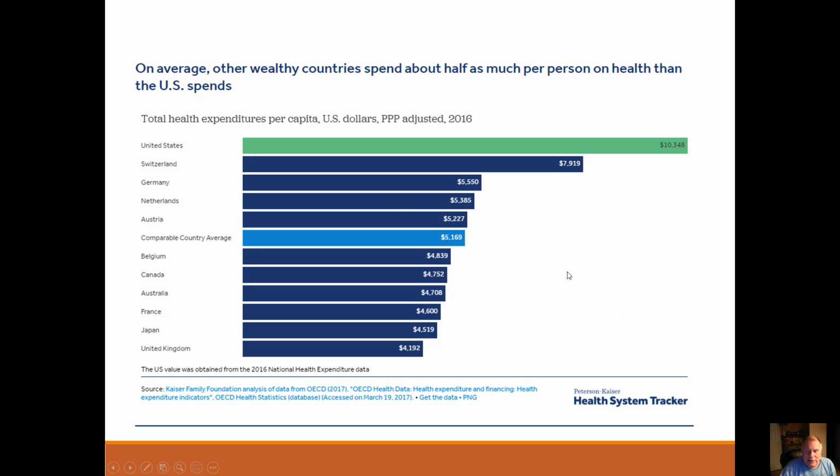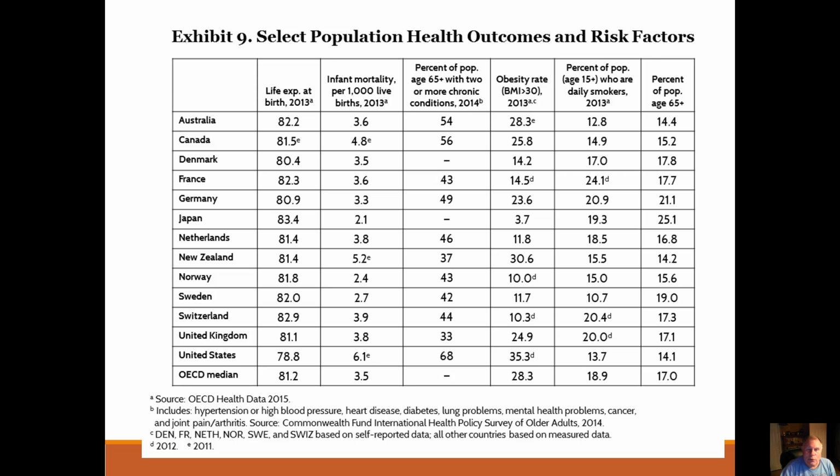What's interesting here is that the U.S. spends $10,348 per person on average, compared to Switzerland, Germany, the Netherlands, Austria. Actually, we spend more money than anybody else, almost double in many cases relative to the average. So you might say, wait a minute, with that, we should have the best health care. Well, when you look at outcomes and risk factors, let's take a look at a couple of them. Life expectancy at birth: U.S., 78.8, versus 81.2. Not working there. Infant mortality, the number of deaths per 1,000 live births: 6.1. That's significantly more than the rest of the developed world.